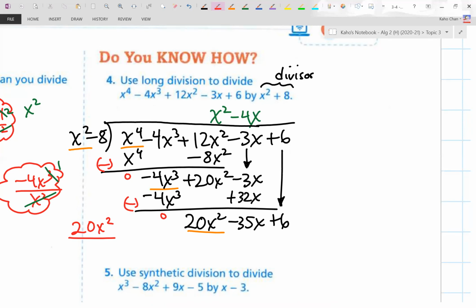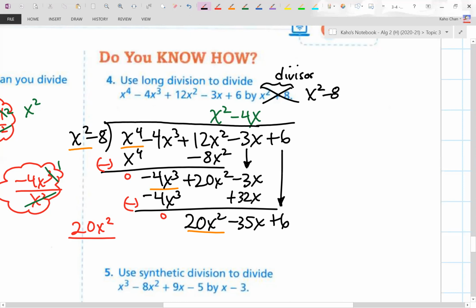That's okay, no big deal. In my notes on my website, it's x squared plus 8. Let's just change that, yeah? Everyone, let's do that, because I've already gone this far. So let's just change that to x squared minus 8. I was wondering why my answer looks a little different. No big deal. I just copied down the problem wrong. Forgive me. We're just going to keep going here, okay?